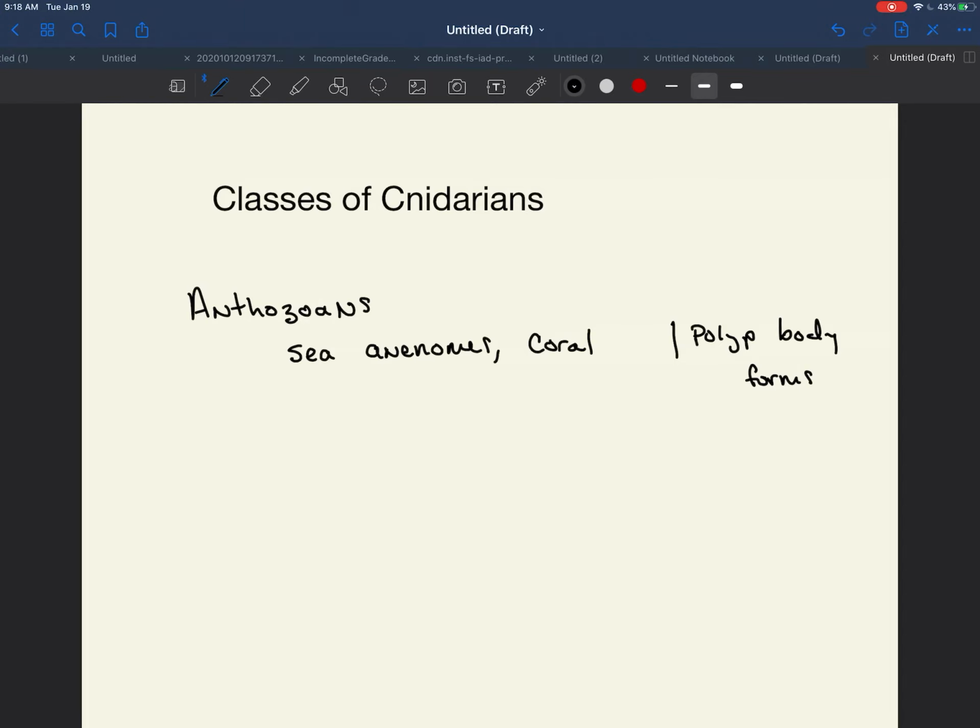We can also talk about the scyphozoans. These include jellyfish, like the true jellyfish, one group of jellyfish. And what do these all have in common? They have the medusa body form.